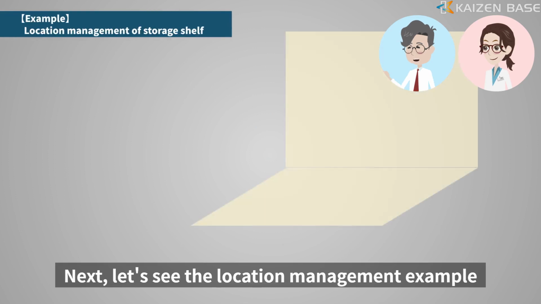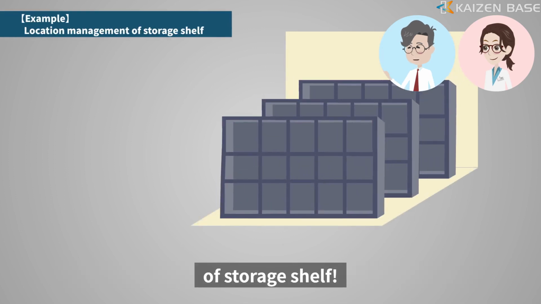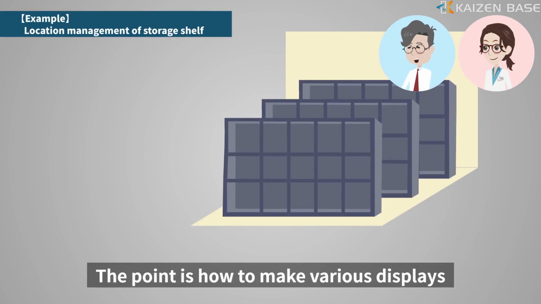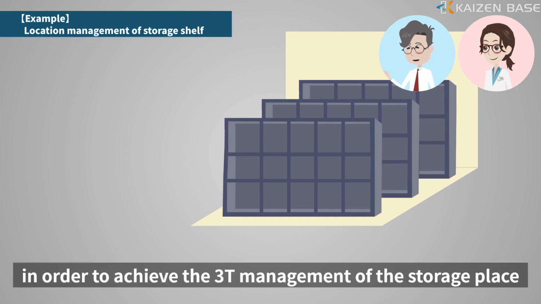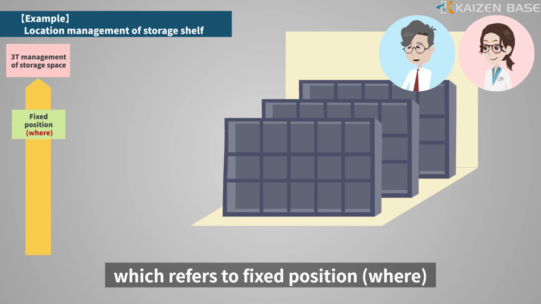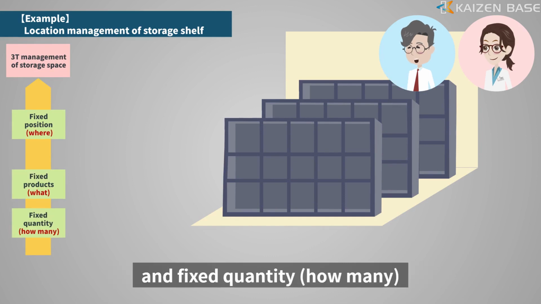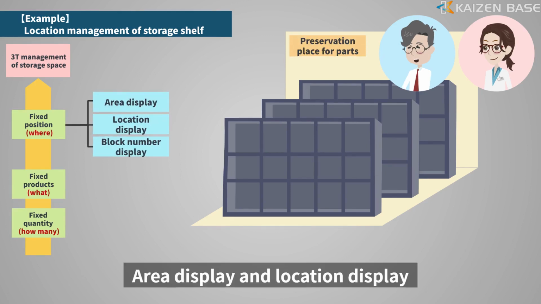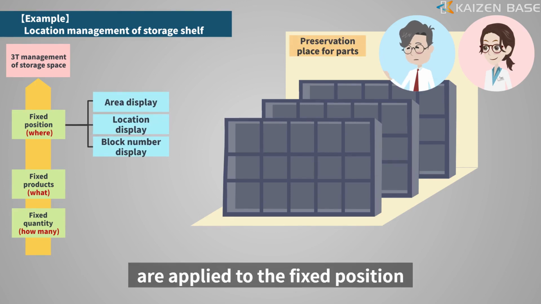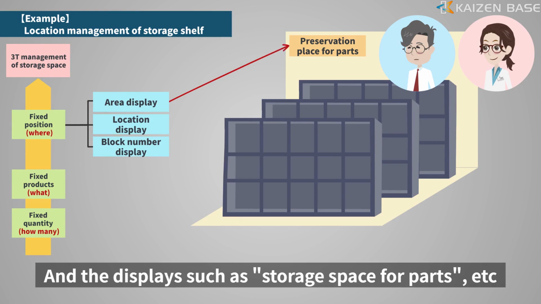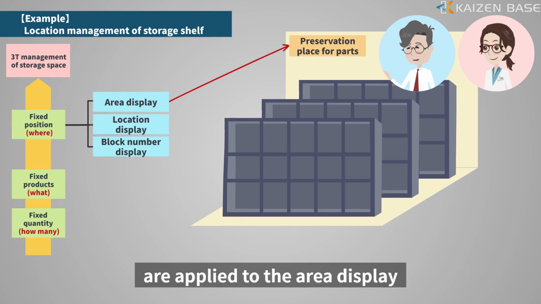Next, let's see the location management example of a storage shelf. The point is how to make various displays in order to achieve the 3T management of the storage place, which refers to fixed position, where, fixed product, what, and fixed quantity, how many. Area display and location display are applied to the fixed position. And the displays such as storage space for parts, etc. are applied to the area display.